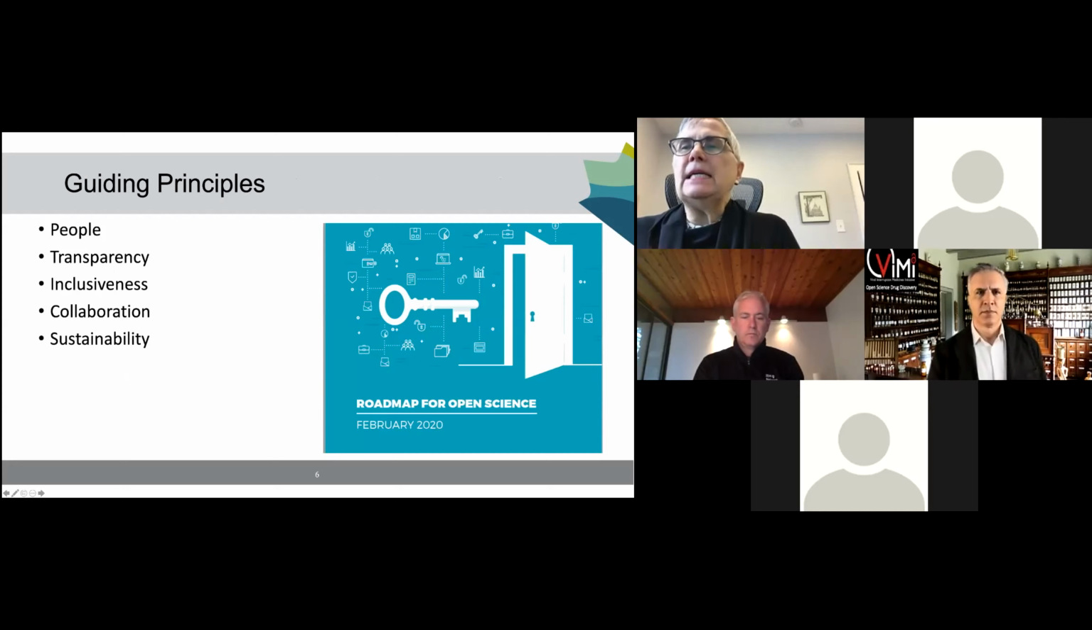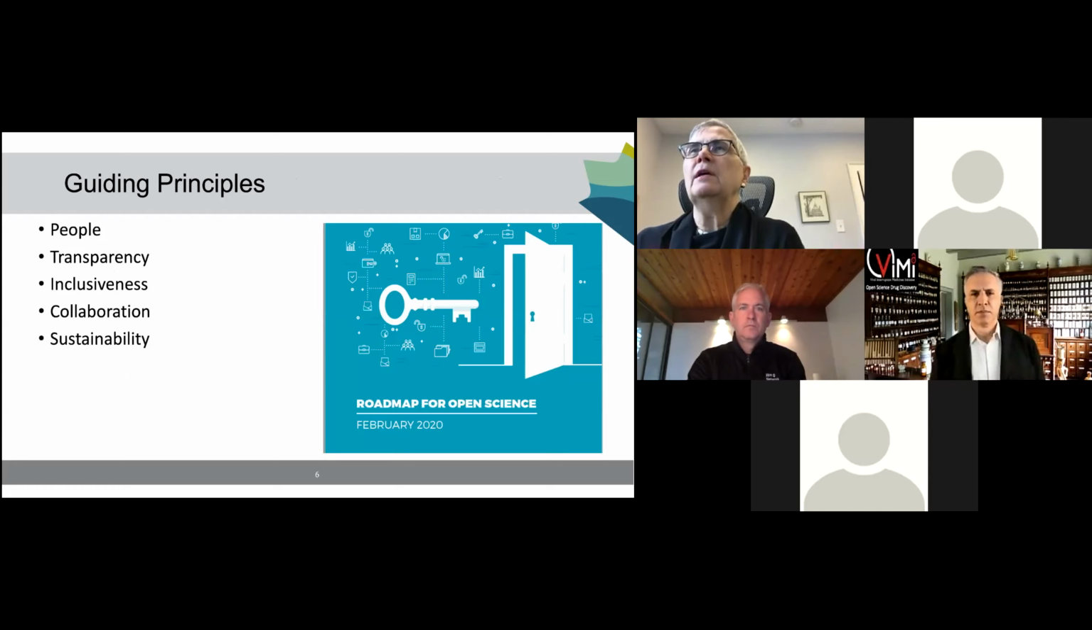I think what's really key in this approach for the roadmap for open science is that there were 5 guiding principles, and probably the most important one was people. And that's why it was put first, because it really is a shared commitment between all of the people involved in the research enterprise. And it was extremely important that the scientific community be integral to the development of the roadmap and the action plans that would fall from the development of this roadmap.